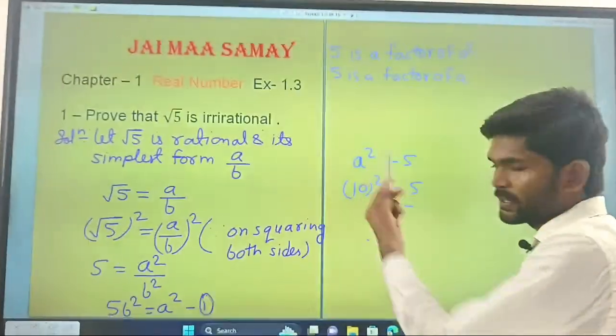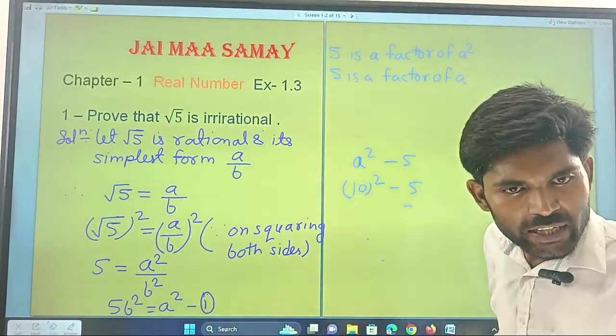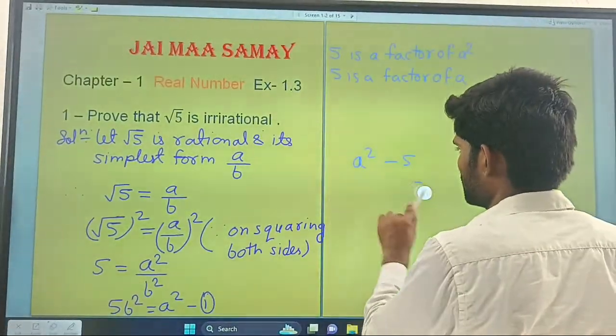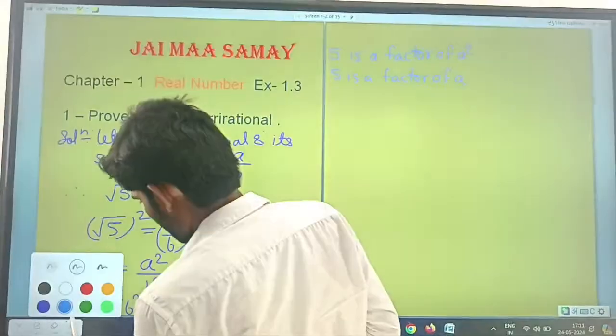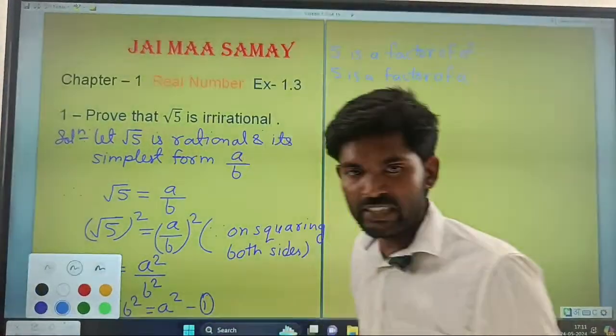Yes, from your side: 15 right, 20 right. 5 divides that number. Right, an example. Factor means divisor.